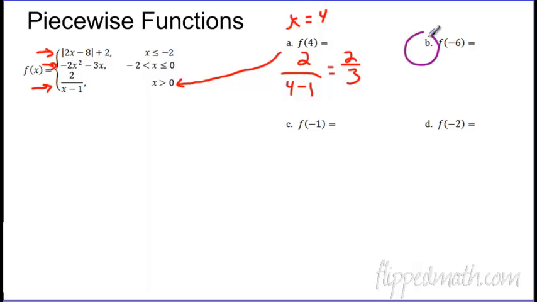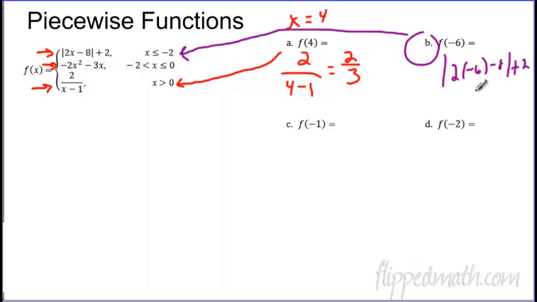Where does negative 6 go? Negative 6 is less than negative 2. So if x is that, you plug it in the top one. So you just plug and chug. Replace x with negative 6, and then that's minus 8 plus 2. And then it's a matter of simplifying. You get negative 12, you get the absolute value of negative 20, which is positive, so it's 22. Excellent.